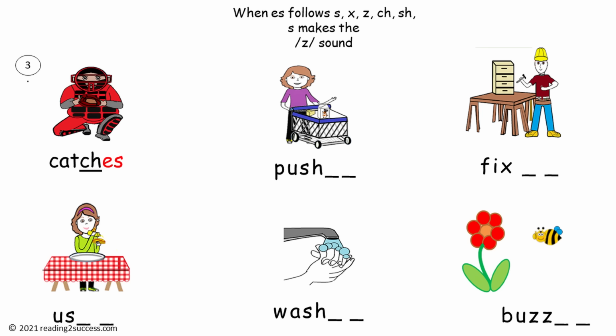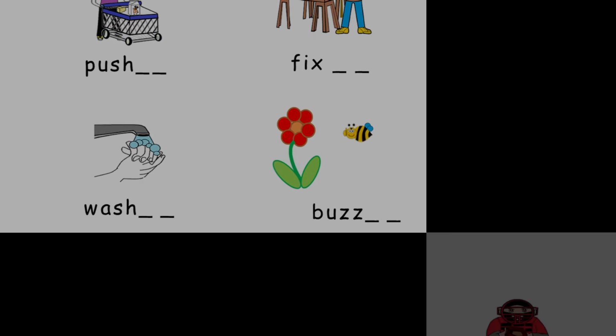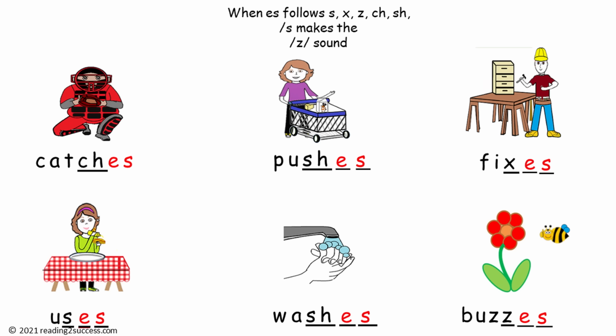Now have kids complete the practice page, and it is fine for you to help them because they are just learning and we want them to learn it correctly. Have them add the ES on the lines and then tell you what letter or letters the ES follows to make the S a Z sound. This is the completed example.